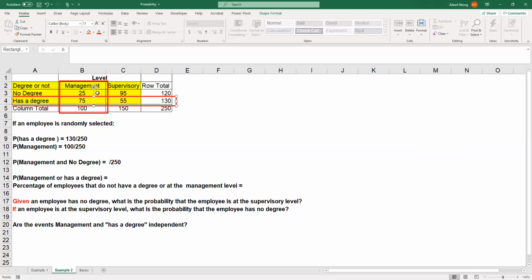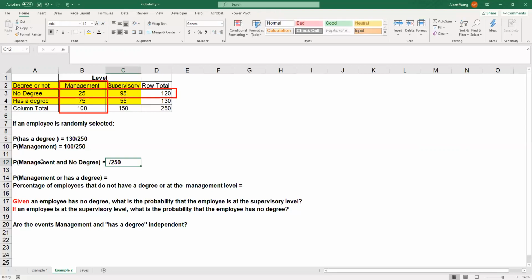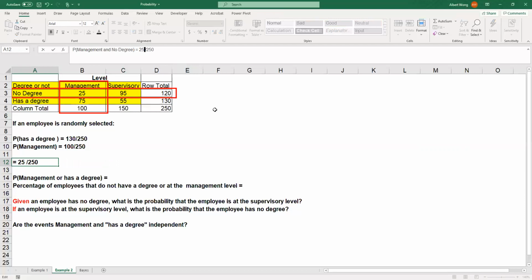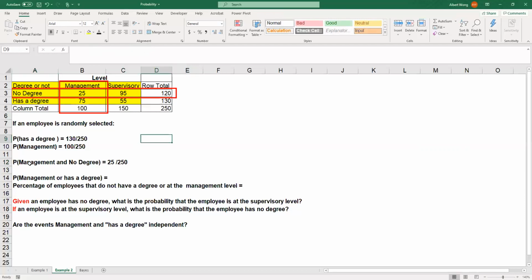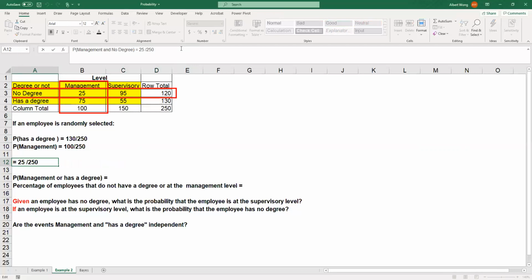How many of them have both? And means both. So how many employees in the sample are at the management level and have no degree? Here, sorry, has no degrees here. So the intersection of the two is 25. So the top of this probability calculation would be 25 divided by 250, and obviously that percentage is easily calculated to be 10% or 0.1.